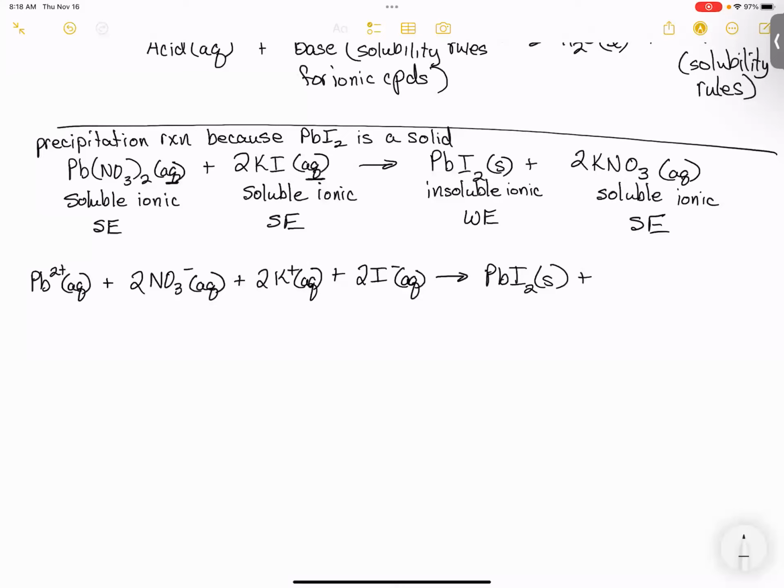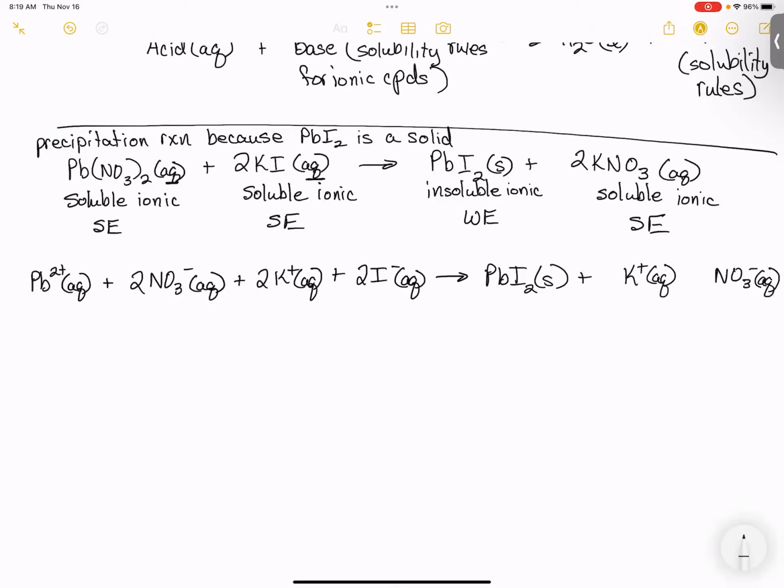And then we have potassium nitrate. What is the cation? Potassium. And what is the anion? Nitrate. And its formula is NO3 minus. The ions will have the same state of matter as their parent compound.